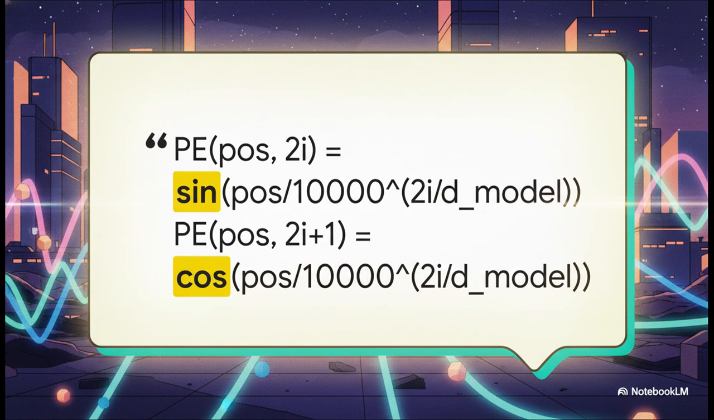And here they are. These two equations are the entire engine behind this whole thing. Now, don't get hung up on the math or try to memorize it. That's not the point. The key takeaway is that by switching between sine and cosine functions that are moving at different speeds, we can generate a totally unique numerical signature, a special vector, for every single position in a sentence. It doesn't matter how long that sentence gets.